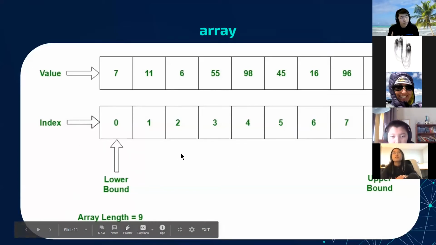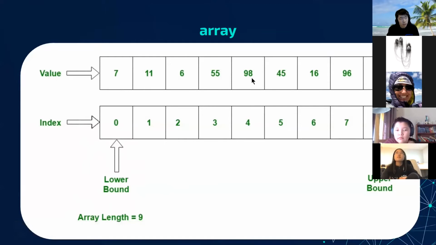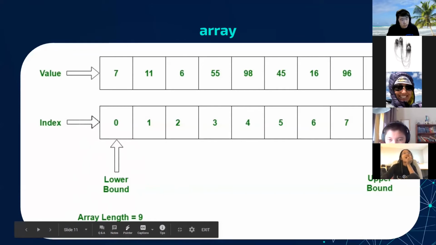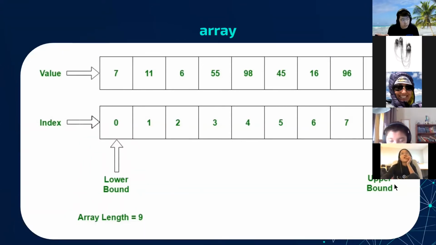If you want to refer to a certain element, you would make sure you have the index of the value. So if I want to change the value of 98, I would have to grab the index, which is 4, and we'll have to work with that. But we'll get into that later when we show the code. Where it says lower bound and upper bound, just don't worry about those. We're not going to talk about them at all.